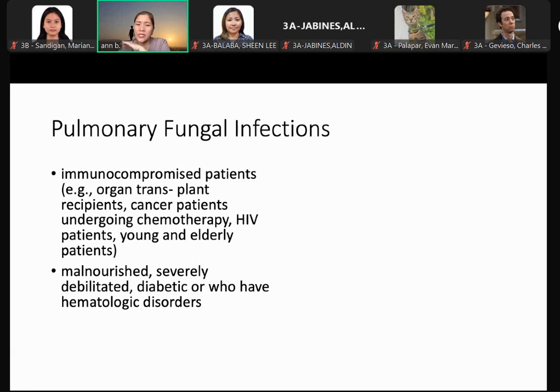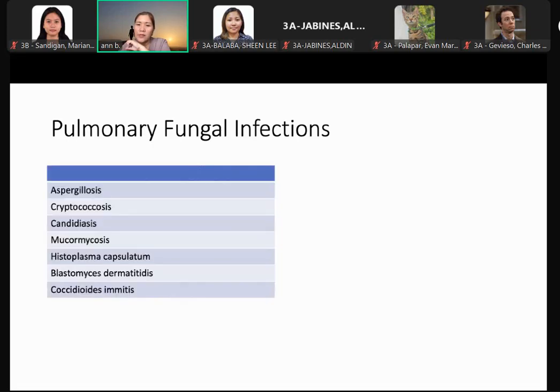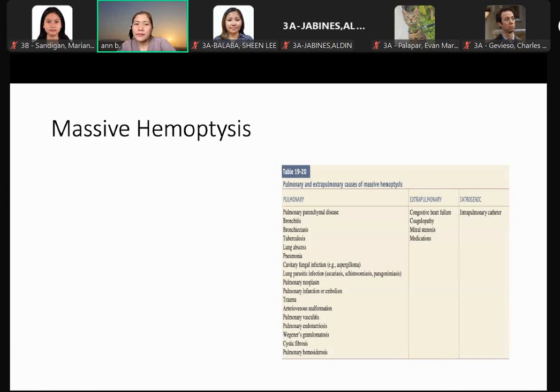So these are malnourished, severely debilitated, diabetic, or have hematologic disorders. Also in patients receiving high doses of intensive antibiotic therapies. So the number one cause here in the Philippines is aspergillosis, especially in patients with cavitary TB. Sometimes they have a superimposed infection of aspergilloma that causes massive hemoptysis, and that is our indication for surgical removal of the affected lung.